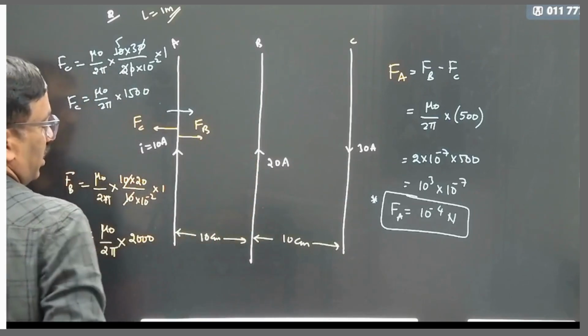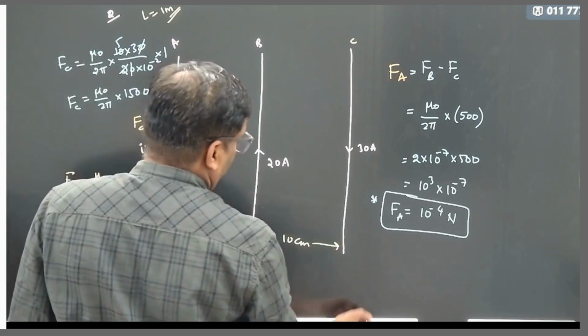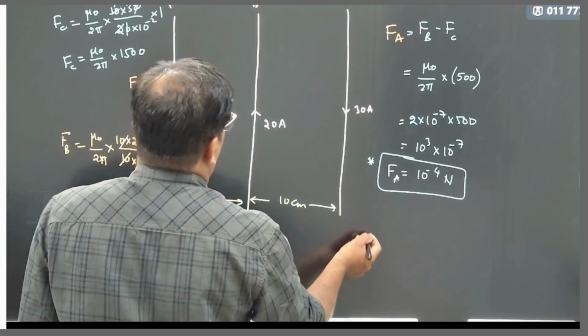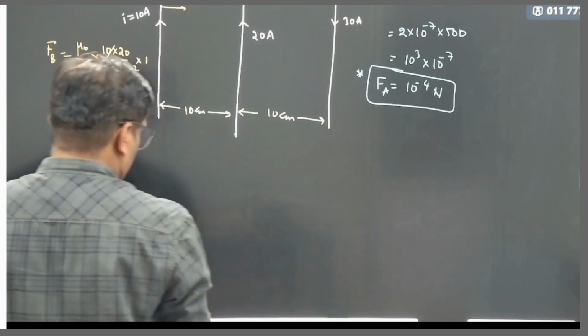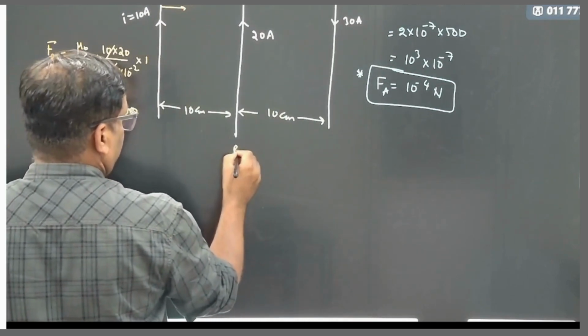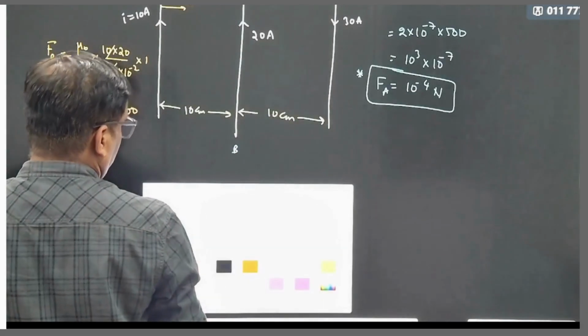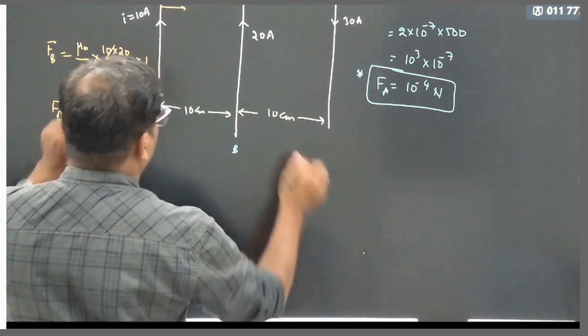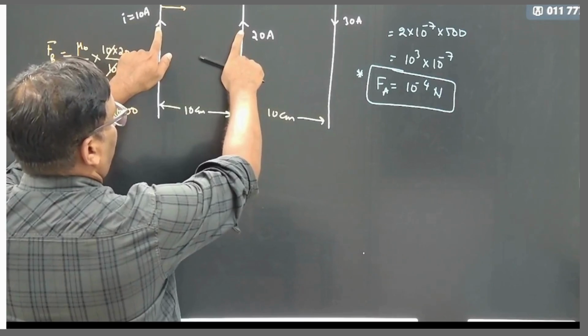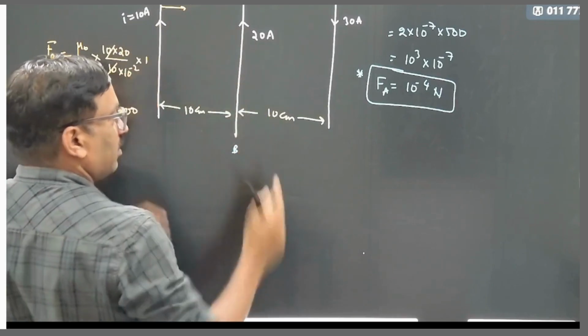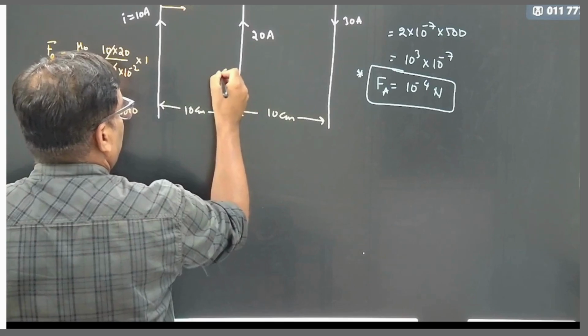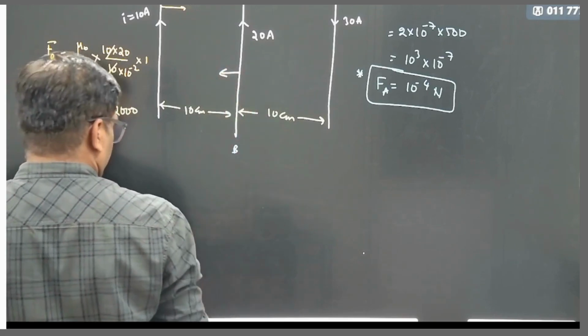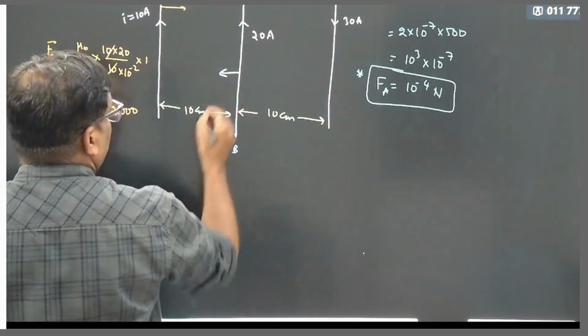You try force on B and force on C. I will do the force on this B. Observe, these are two parallel current carrying conductors. Parallel means they are going to attract each other. That means this will experience a force toward this side. Correct? So what is the force on this one?